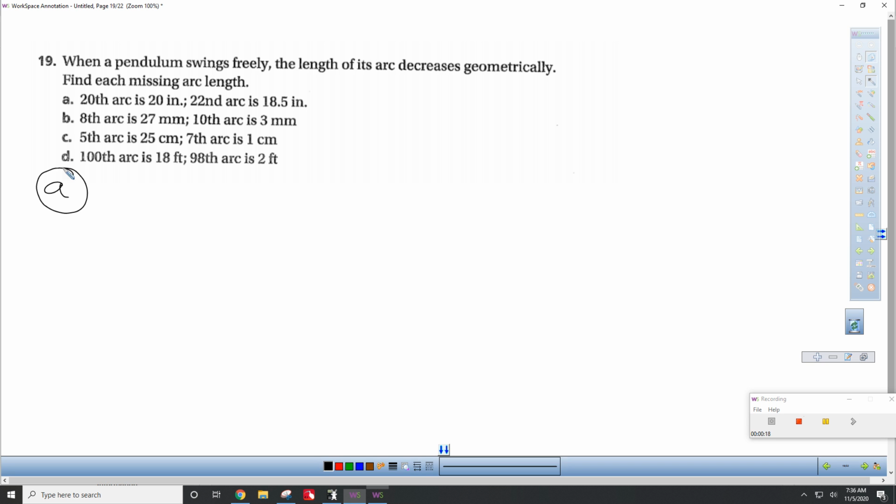Now, I like it because pendulums happen all the time. A pendulum just means we go back and forth, and back and forth, and back and forth.